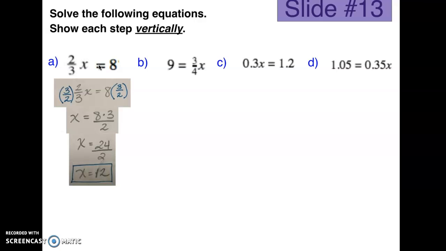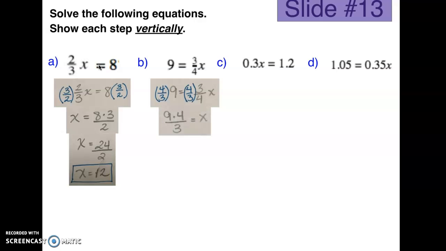In B, we have a similar situation. So I have 3/4 x. I want to find out what just 1x is, so I'm going to multiply 3/4 by its reciprocal so I can get 1x. I'm going to multiply both sides by 4/3. 4/3 times 3/4 gives me 1. And again, whatever you do to one side, you must do to the other, property of equality.